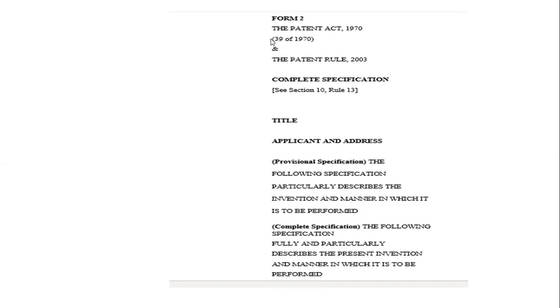So Form 2, Patent Act 1970, the patent rule. If it is complete specification or a provisional specification, title, applicant and its address. In case of provisional specification, the statement is the following specification particularly describe the invention and the manner in which it is to be performed. And in case of complete specification, the line is changed. The following specification fully and particularly describe the present invention and manner in which it is to be performed. This is the difference between provisional and complete specification.